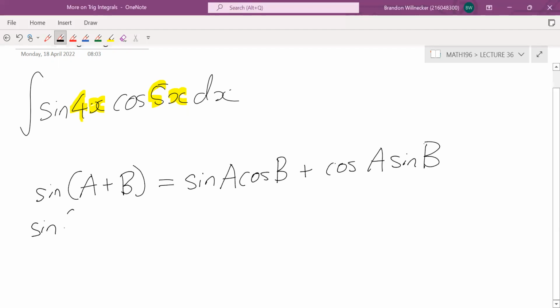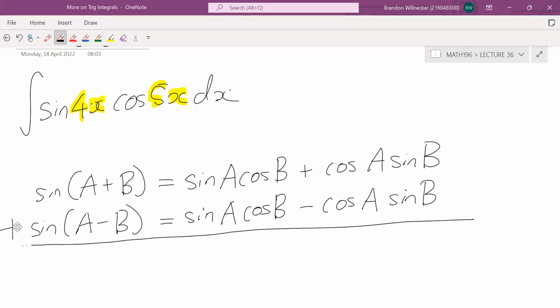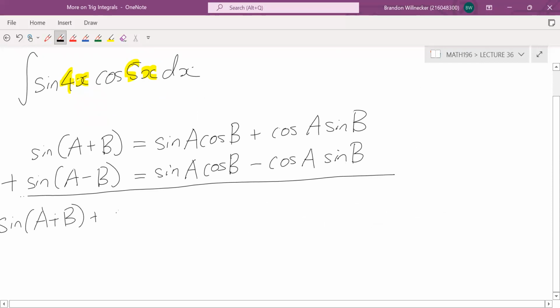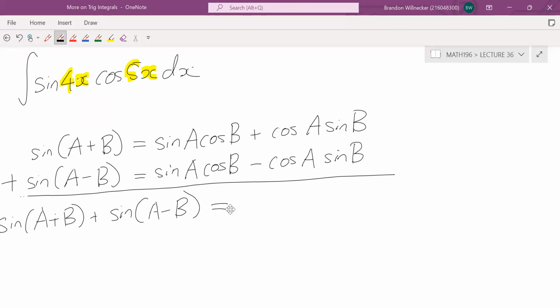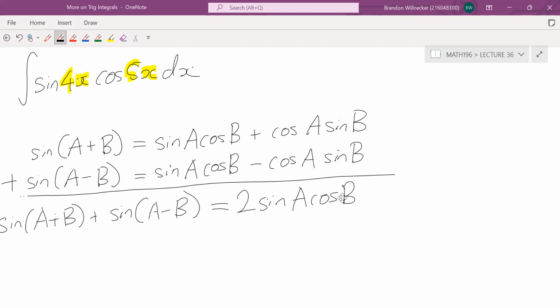Now, if we take a look at sine A minus B, then we end up with something very similar, but with a minus sign. We get sine A cos B, same as before, but now we get a minus cos A sine B. So what happens if we take these two expressions and we add them? On the left-hand side, we're going to end up with sine A plus B plus sine A minus B. And this is equal to sine A cos B plus sine A cos B, which is 2 sine A cos B, and cos A sine B minus cos A sine B just cancels. So we're left with something like this.